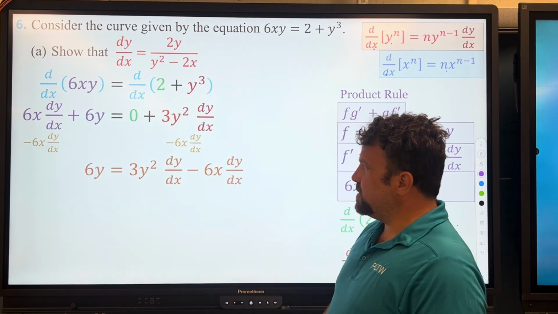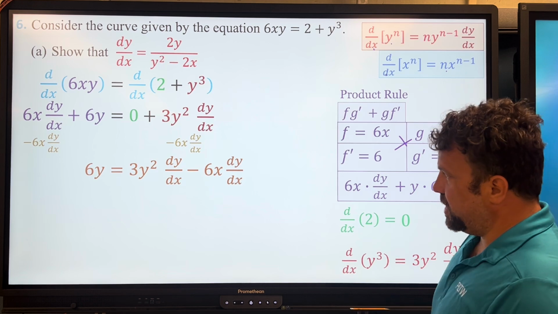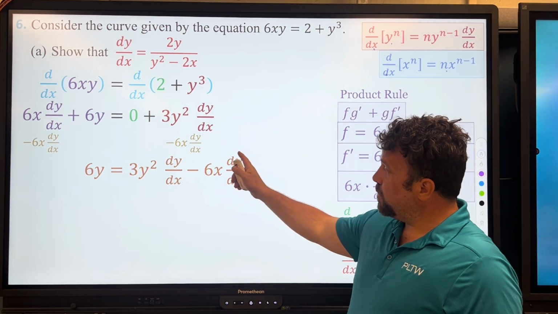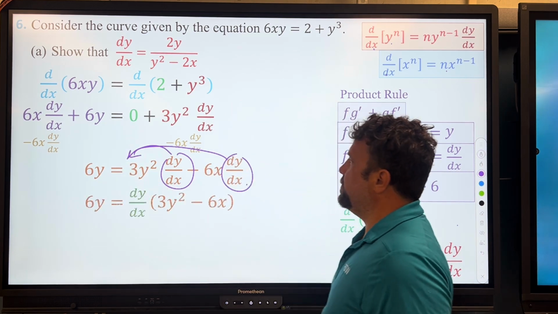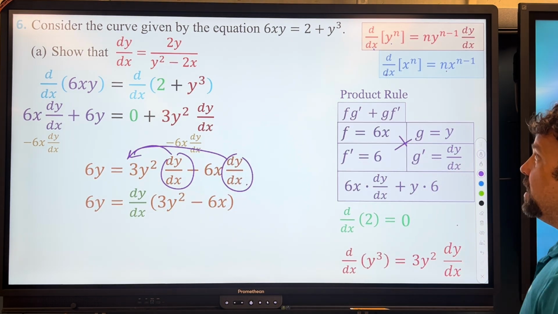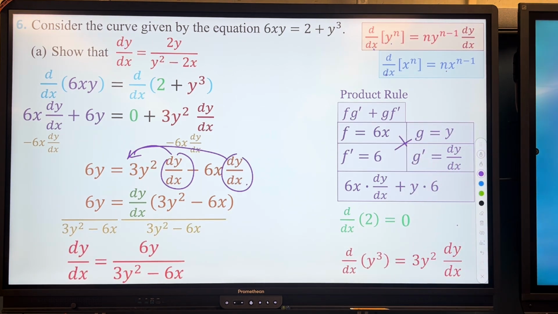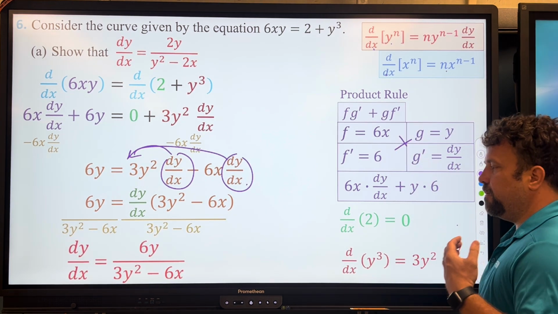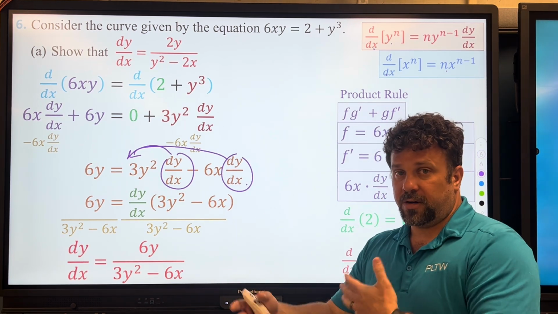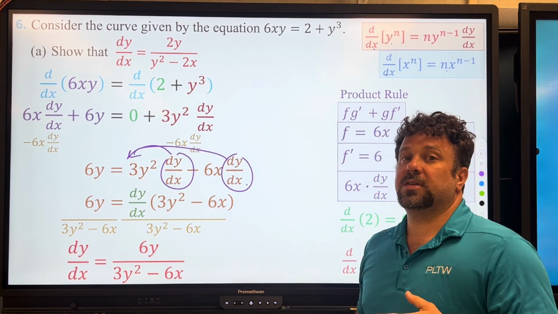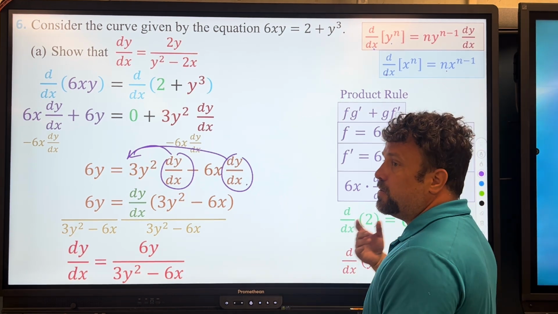All right, I'm left with 6y equals 3y squared dy/dx minus 6x dy/dx. I'm going to factor these out, pull them forward, and be left with 3y minus 6x. Then I divide both sides by 3y minus 6x. You can move everything to the other side anyway, it doesn't matter. The only thing is every single sign is going to change, which is okay, because you can always change them back by multiplying or dividing by negative 1.